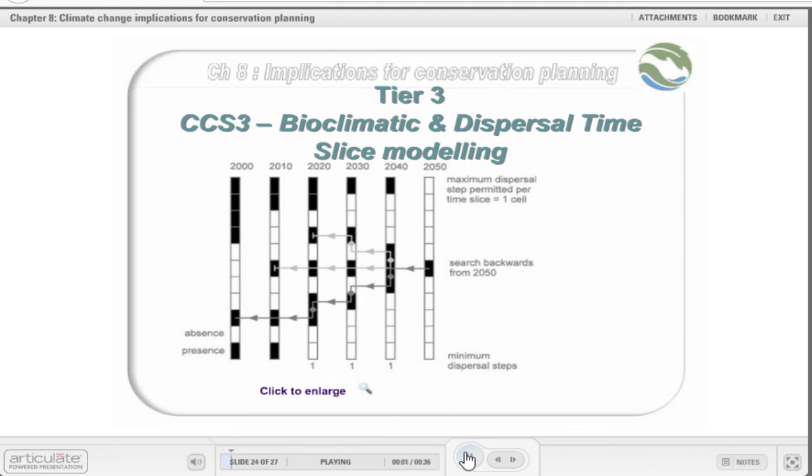The method searches backwards from 2050 for corridors linking cells through the decadal time slices. The cells have to be a set distance apart depending on the dispersal agent. This figure has a dispersal of one cell per time slice, so that each decadal transition must find a species in a cell adjacent to the current distribution. The process in this case resulted in only one viable corridor linking the species, moving one cell per time slice from 2000 to 2050. And it's interesting to note that it did not link the largest population, but rather a small side population.